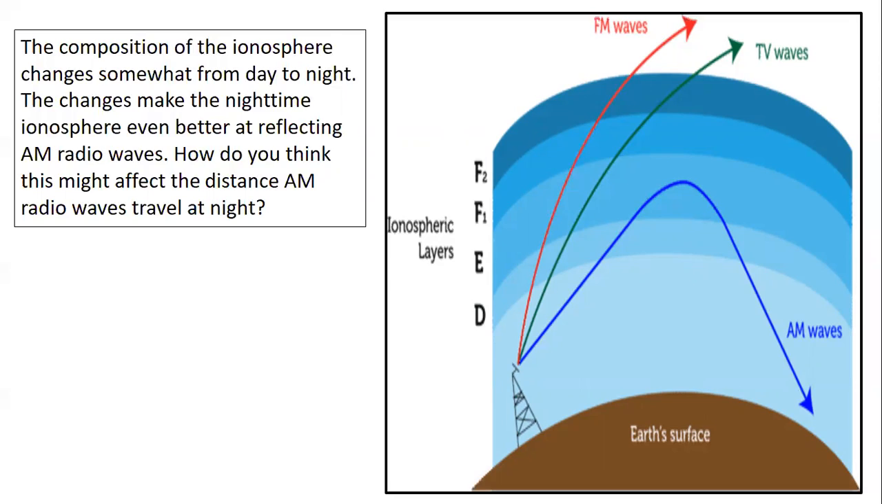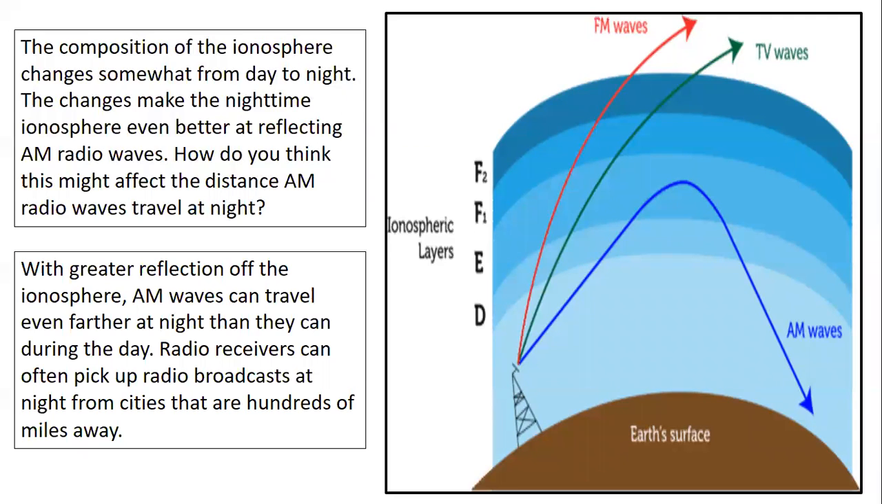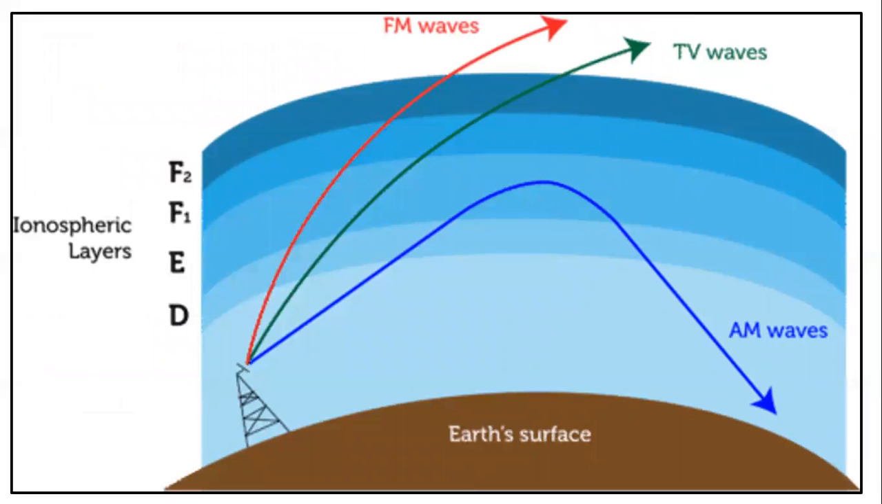So how do the changes in the ionosphere affect radio waves? Well, with greater reflection off the ionosphere, AM waves can travel even farther at night than they can during the day. Radio receivers can often pick up radio broadcasts at night from cities that are hundreds of miles away. So, as we look at this chart, we also see television. Television broadcasts also use radio waves, which was very surprising to find out.